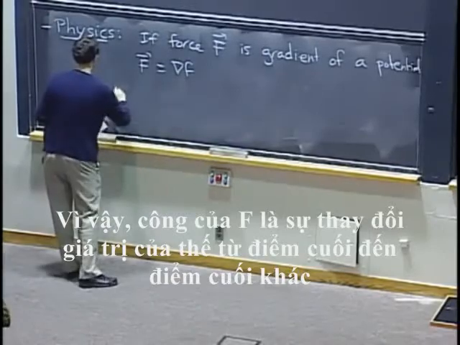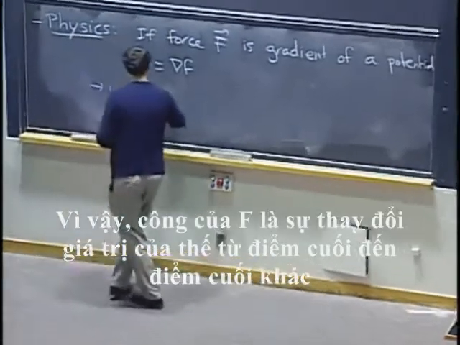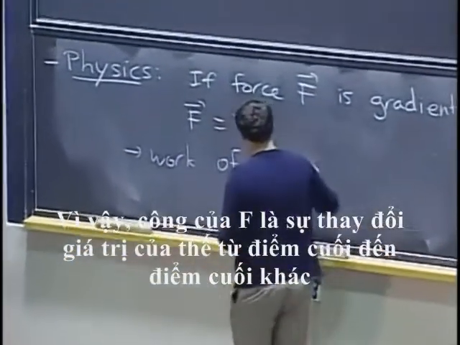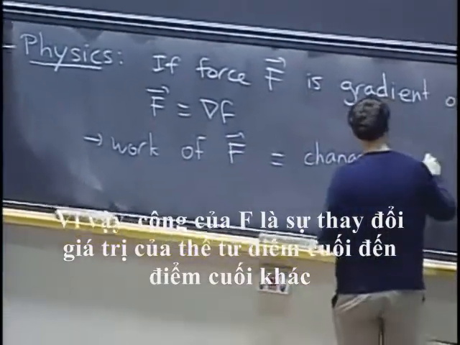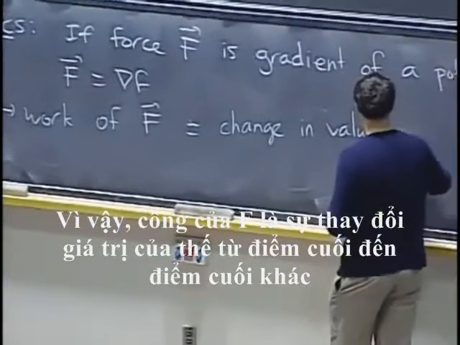So the work of F is the change in value of potential from one endpoint to the other endpoint.